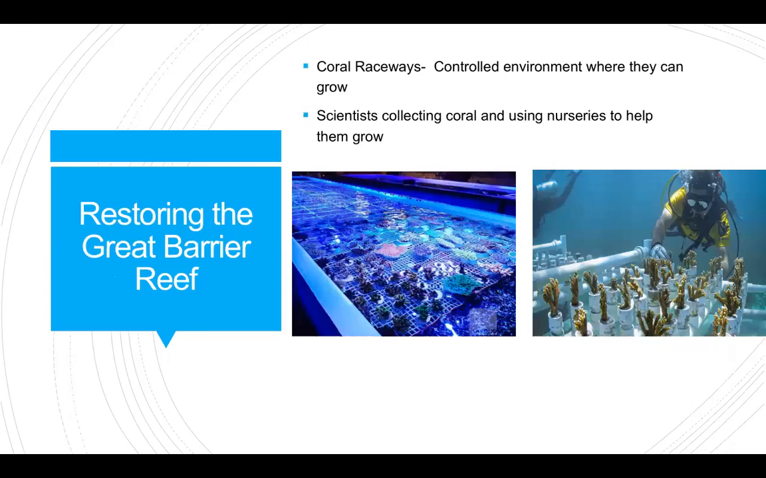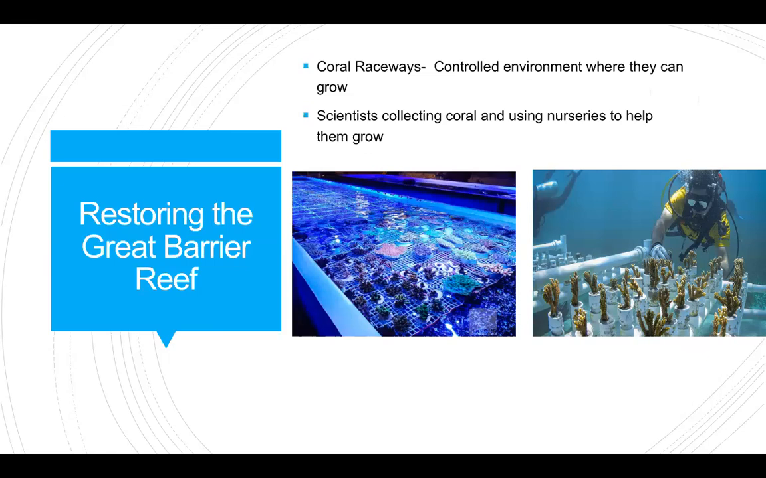So how can we restore the Great Barrier Reef? Scientists found 2 ways to restore it. The first one is through coral raceways. It's a controlled environment where they can grow. The scientists collect the coral and place them in these tubs where they are monitored. And then once they grow over a period of time, they place them back into the wild.